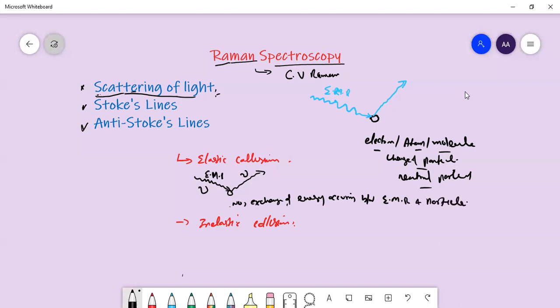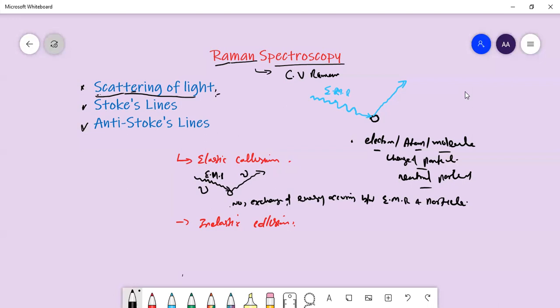So the particles can be any of the things which we have mentioned here. Later we will see what kind of interaction occurs when the particle is an electron or an atom. Different kinds of interaction or phenomena we can observe depending upon the kind of particle. So that is the first term, the elastic collision.